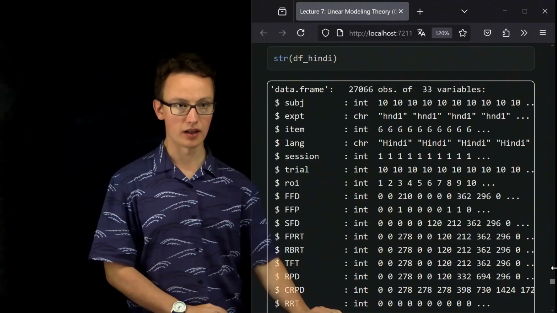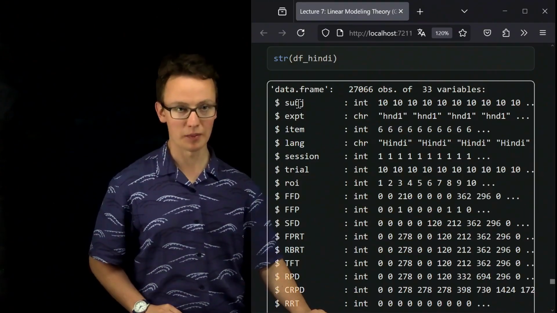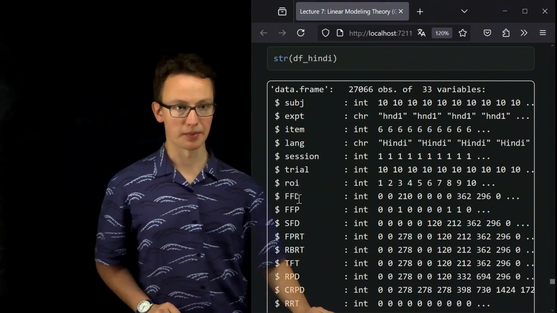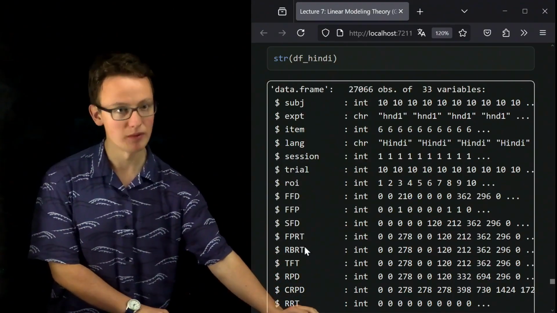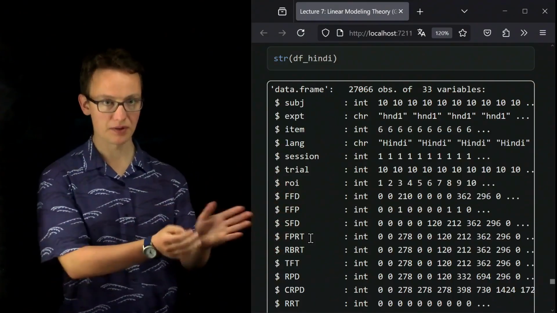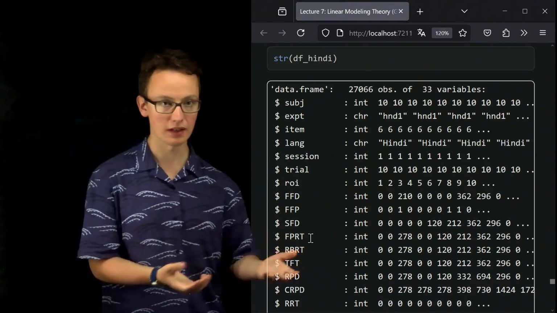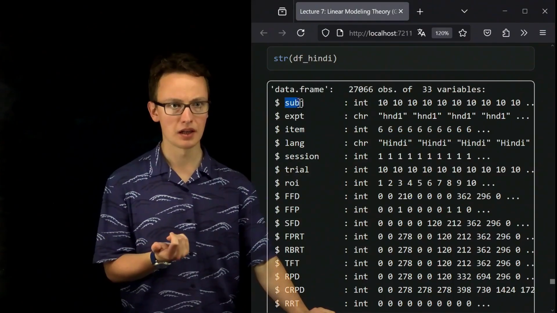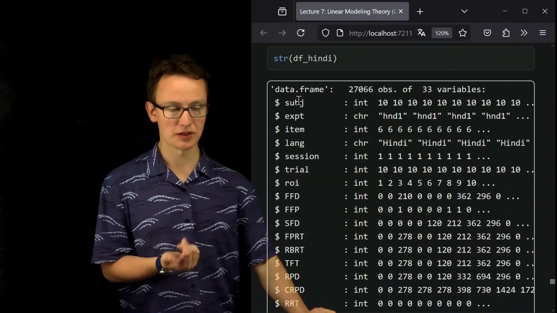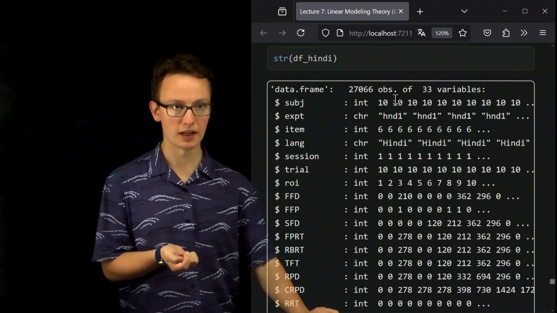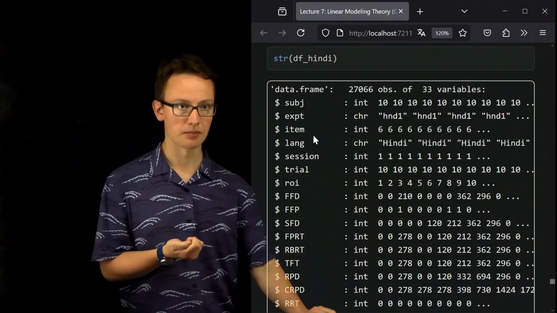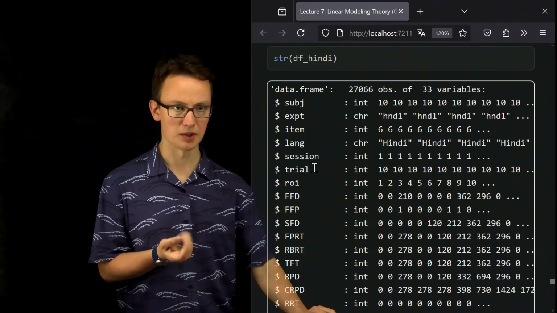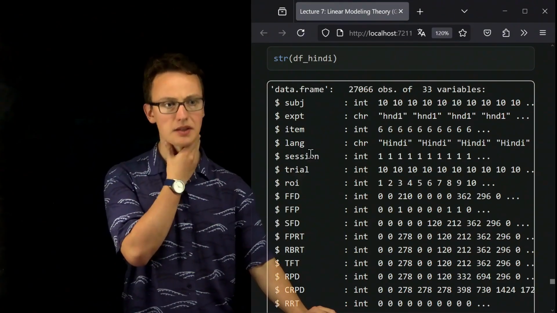As you can see, there are a lot of different variables, a lot of different columns in the data set. For example, all of these, which are caps lock abbreviations, are different kinds of measures you can extract from a reading study in eye tracking. But you also have your usual information on which subject, like which participant, a data point belongs to. You have the item number, you have the session number, trial number, a lot of different things.